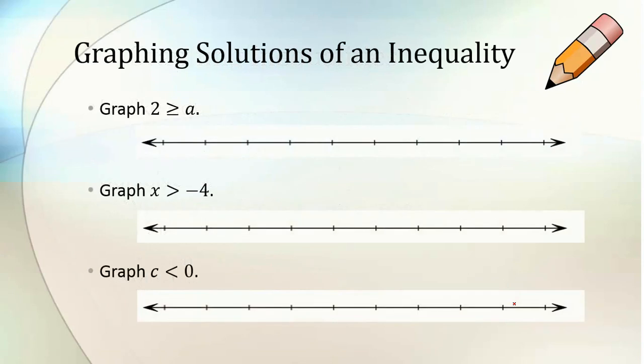So let's graph a few solutions. I'm given 2 is greater than or equal to A. That's really confusing. I don't like when the number's on the left-hand side. I like when the variable's on the left. So what you need to do is flip-flop. If I flip-flop the A and the 2 around, I need to flip-flop the sign around as well. Notice how I originally was pointing at the A. I still need to be pointing at the A if I flip-flop the A and the 2 around, okay? So now I have A is less than or equal to 2.